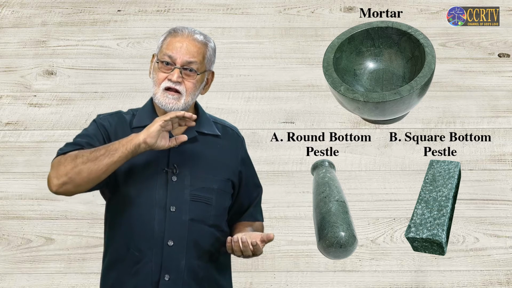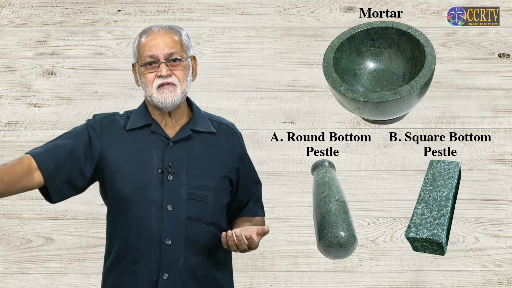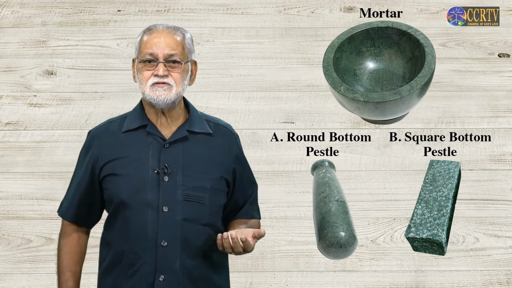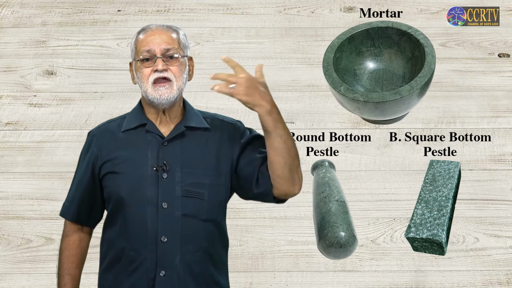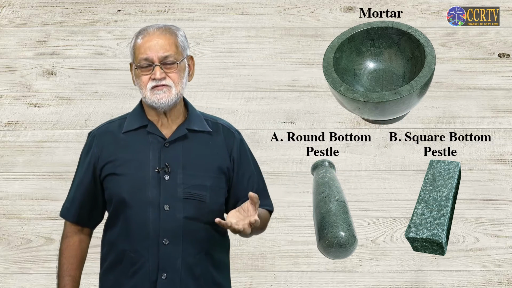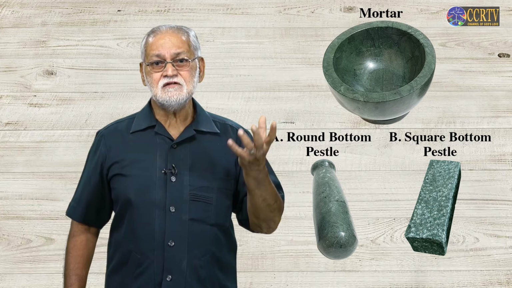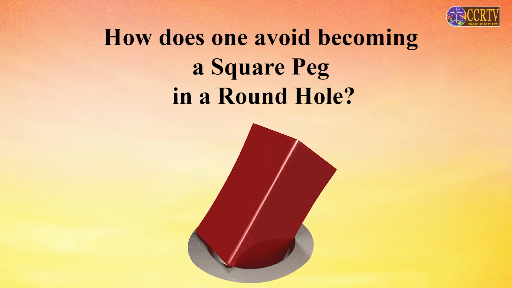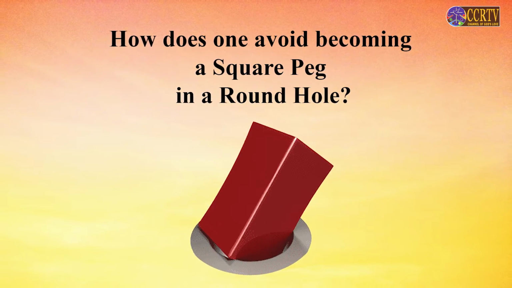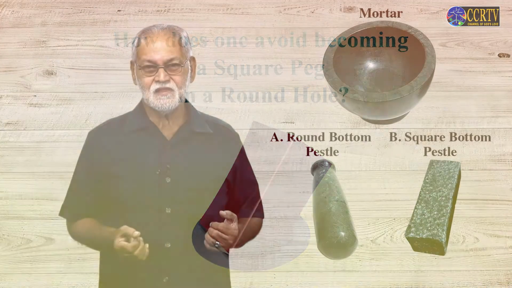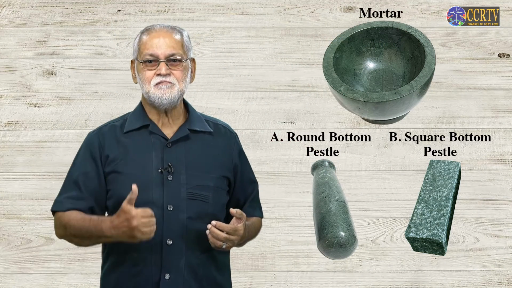She ran away from that marriage, came back to her parents' home. And as I told you, Monu's case, she became a depressed case and needs counseling till today. How does one avoid becoming a square peg in a round hole? I'll take it in three parts.